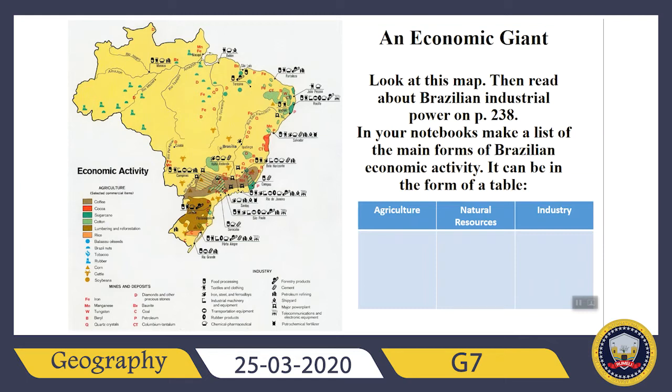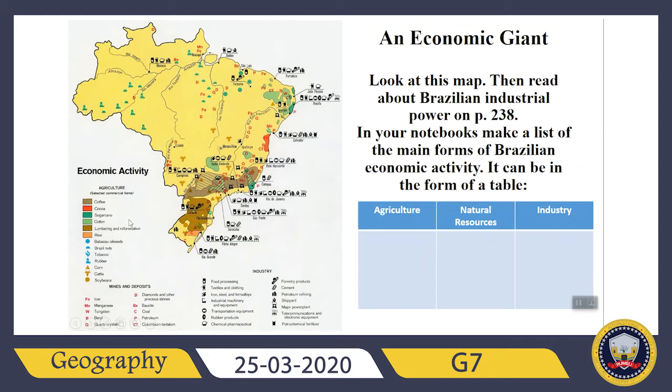and in your notebooks you will make a list of the main forms of Brazilian economic activity. It can be in the form of a table like I suggested here. For example, you will write agriculture, natural resources and industry, and in this table you will just list the types or names of activities. Like for example, in agriculture, just by looking at the map you can write coffee, and when you see coffee is here, it's also marked brown, and you can see on the map that this region is famous for its coffee production.